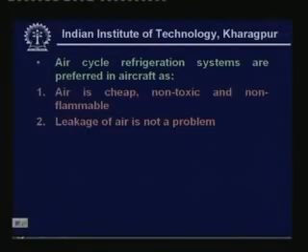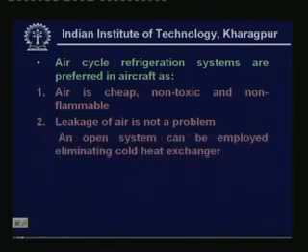The second reason is the leakage of air is not a problem. So, leakage of air from the system is not a big problem. And an open system can be employed eliminating cold heat exchangers. As I was mentioning just now, if you are using air, you can have an open system. That means you can directly release the air into the system. You need not have a cold heat exchanger. What is the advantage of not having a cold heat exchanger? As I have mentioned, the system weight will be reduced considerably.